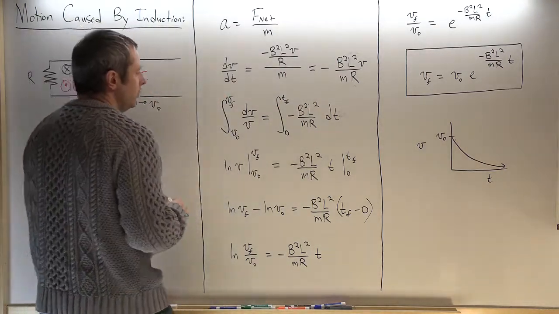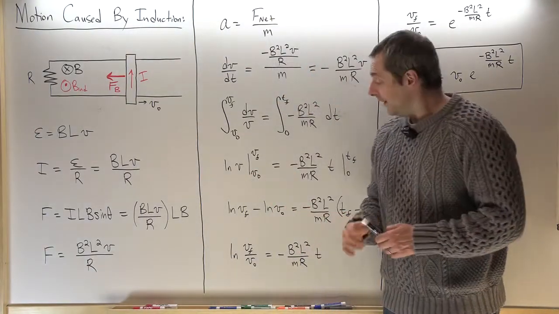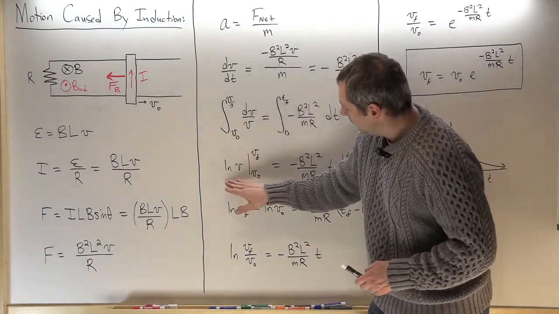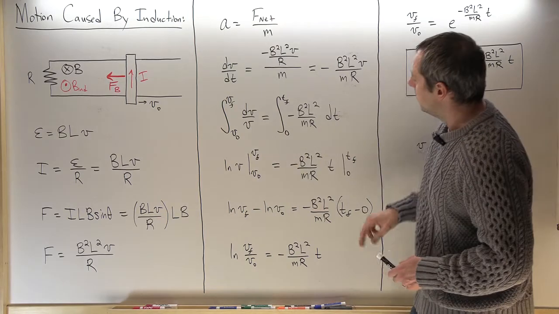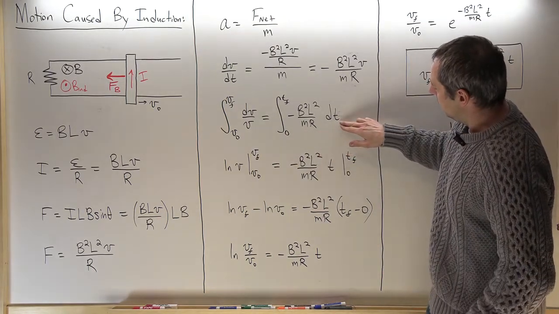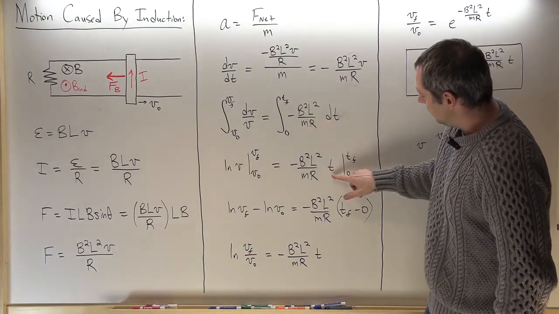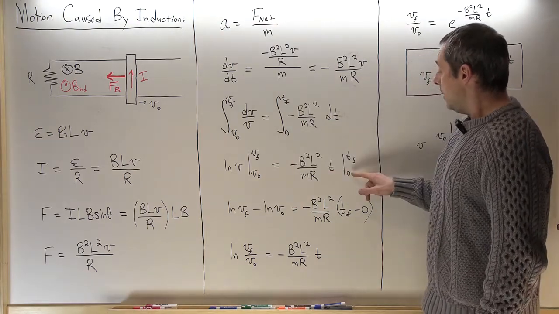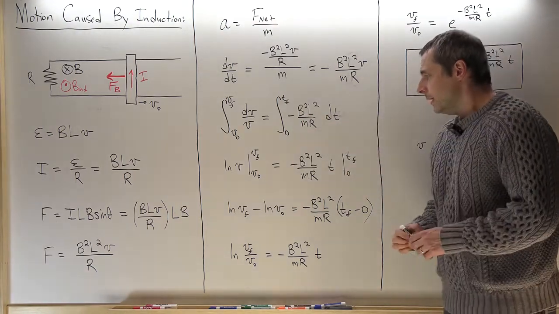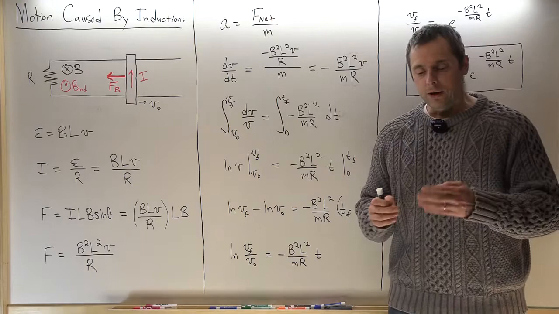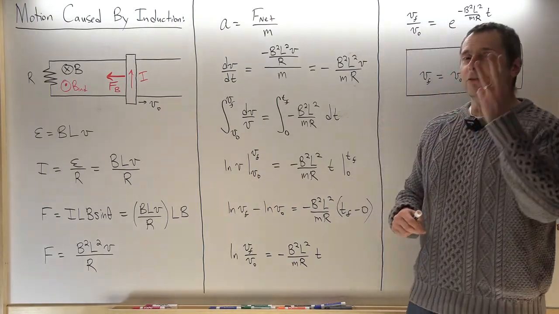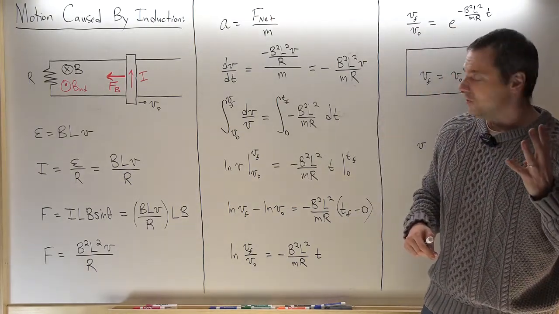The left side just integrates to the natural log. So dv over v, ln v, and then of course we've got our limits here. And then this is a nice simple integral. dt integrates to t. Of course, all the constants are still there. And our limit 0 to t final. So we integrated both sides. That was step 3 and step 4. We plug in the limits and solve.